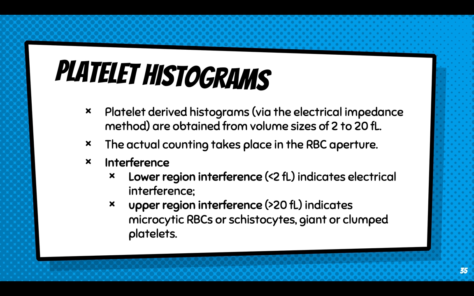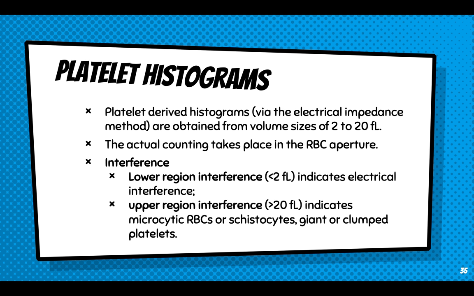So the actual counting also takes place in the RBC aperture. What do we mean by that? The same channel, the same window. Take for example, your cells are passing through a tube and there is a window where electricity is coming out, and they are measured according to their electrical impedance. Yes, that's very technical. But what do I mean by the same RBC aperture? Where your RBC is measured, your platelets are also being measured.